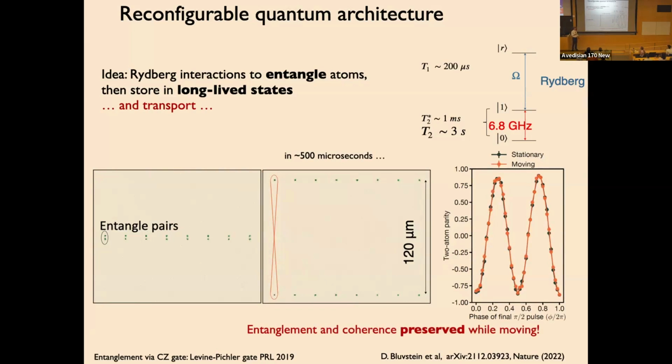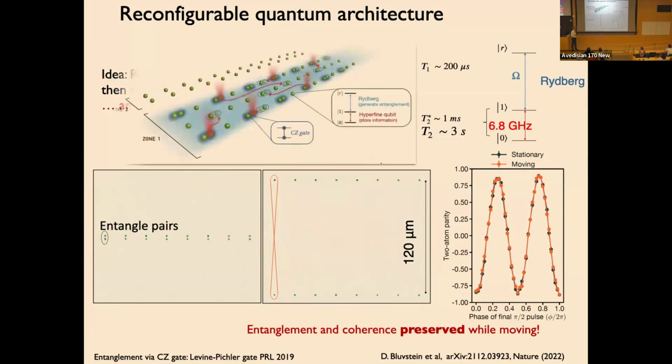That gives rise to the idea of the reconfigurable architecture, where the idea is the following. Suppose you start by positioning your atoms in some way, and in that way the system has some kind of connectivity. So you can implement single and two-qubit gates. But then you can stop the evolution at some point and just move atoms around, and then do another layer of gates. In this way, the connectivity of your processor becomes like a living organism.